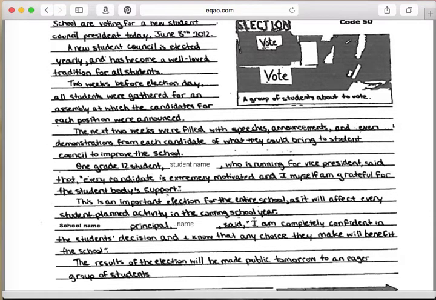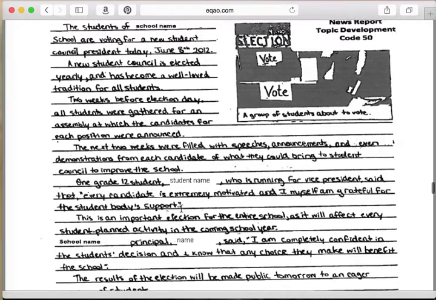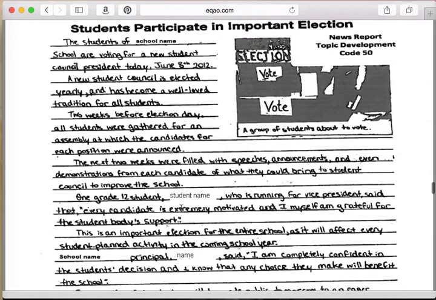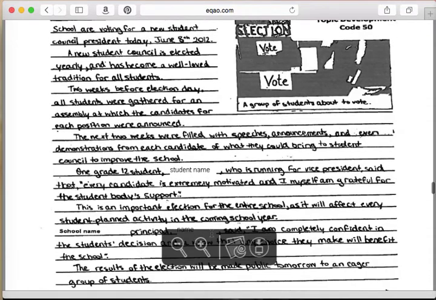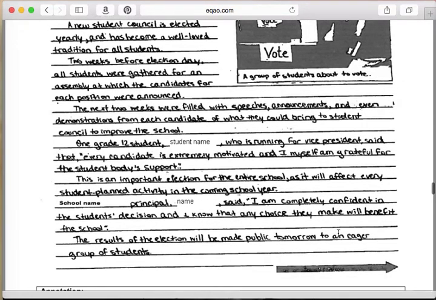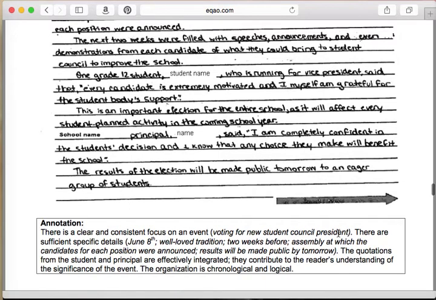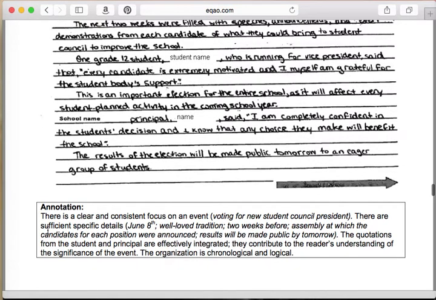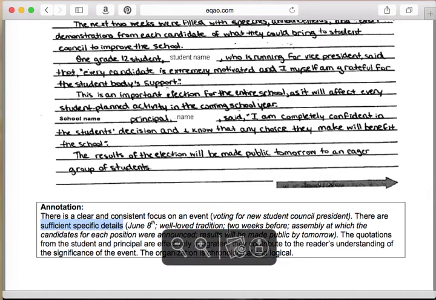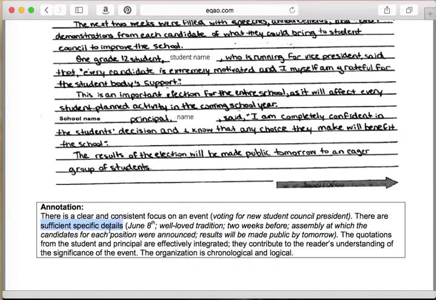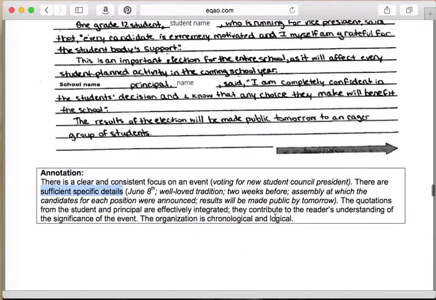Something that I noticed in this news report, that there were multiple quotations. This student has a quotation from each of the two candidates in the election, and by providing two quotations, perhaps this provides better, sufficient, specific details. It says here the quotations from the student and principal are effectively integrated.